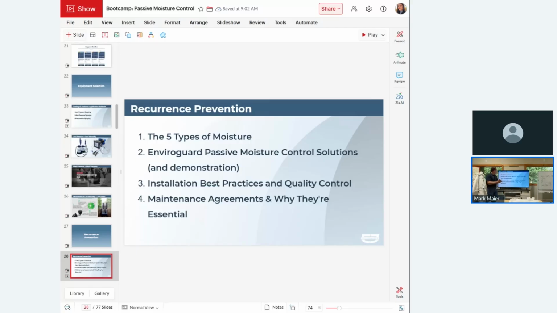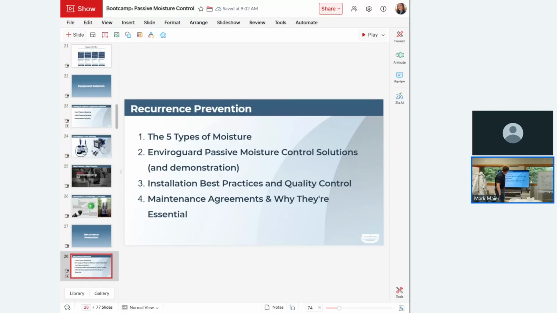All right. So in recurrence prevention, we're going to talk about the 5 types of moisture, EnviroGuard passive moisture control solutions, and we're going to demonstrate this in just a little bit, installation best practices and quality control, and Adam's going to help us with that. He actually has a background in the painting and coatings application markets, like a career in that. So I might give you a little bit of information, but he's probably going to give you a whole lot of information as to why a lot of these standards are so vital to the success of your passive moisture control program.